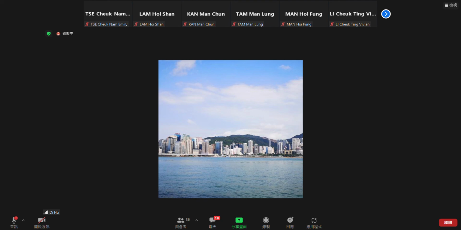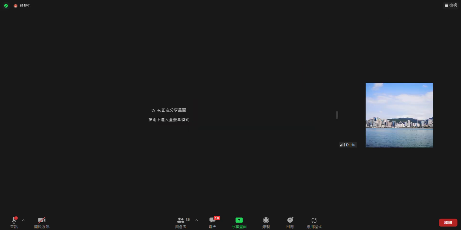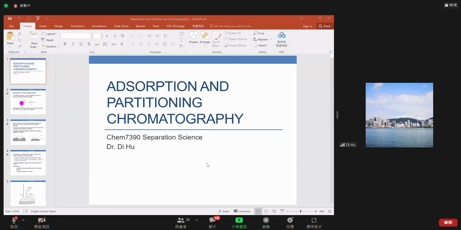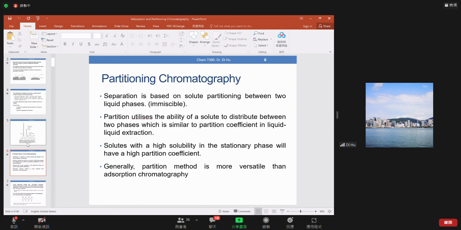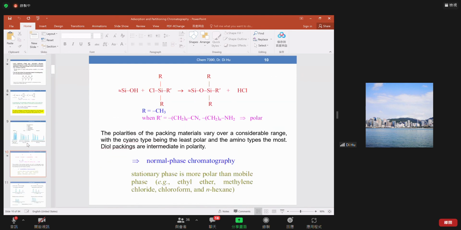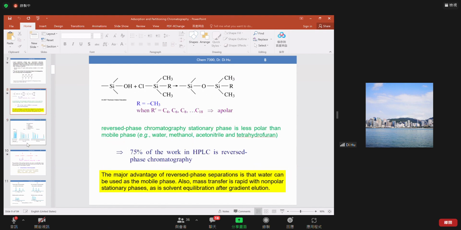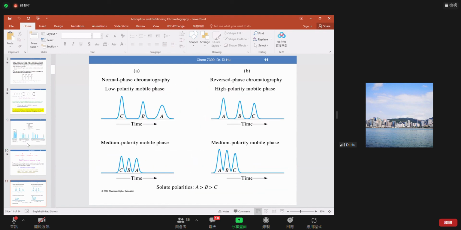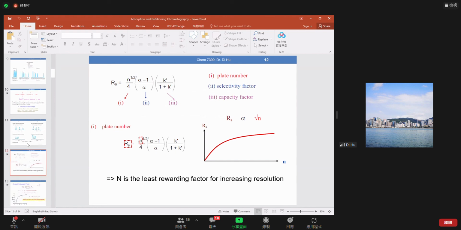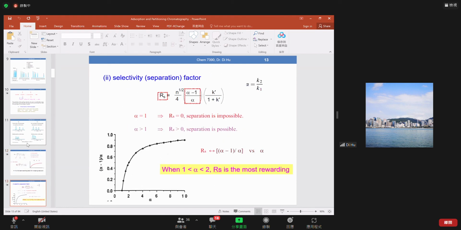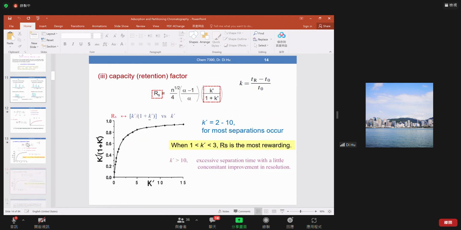So let me see. We talk about adsorption and partition chromatography, and the focus is definitely partition chromatography. Okay, so adsorption chromatography we don't really spend much time on. So focus on partition chromatography. From partition chromatography, okay, this is a common sense thing. So that is the basic thing.